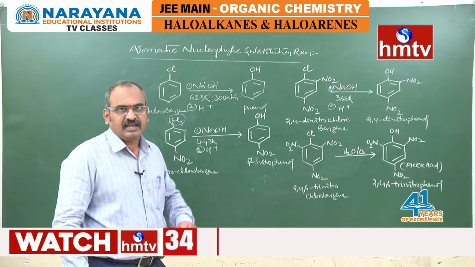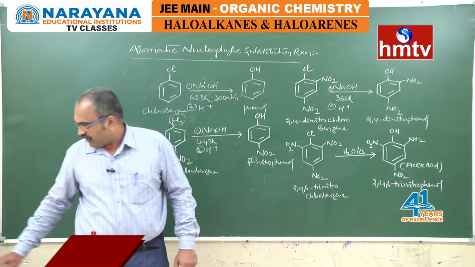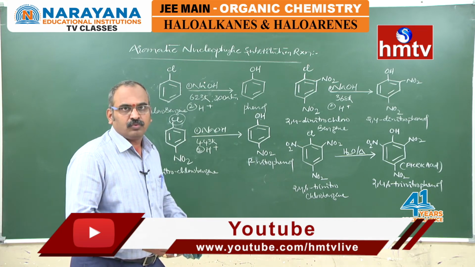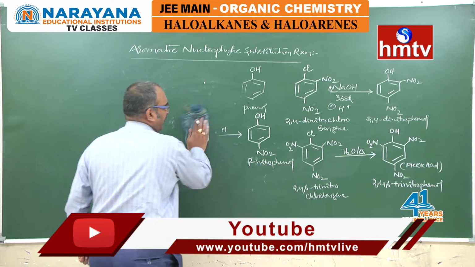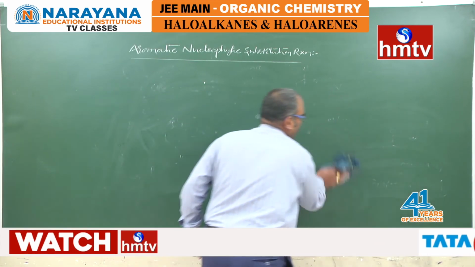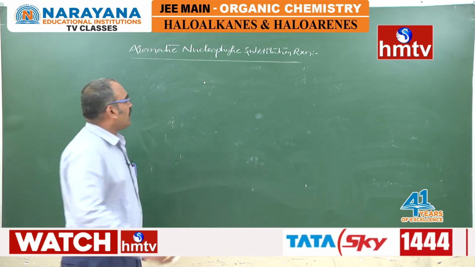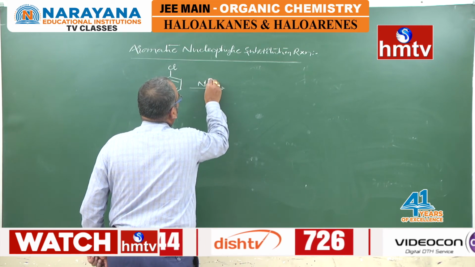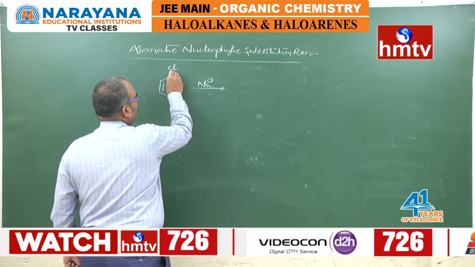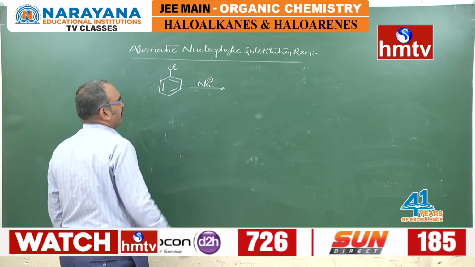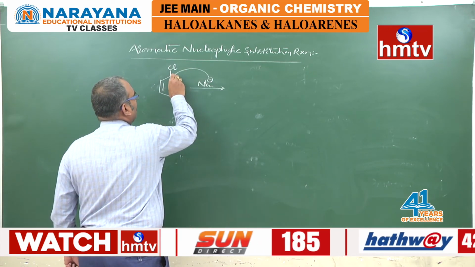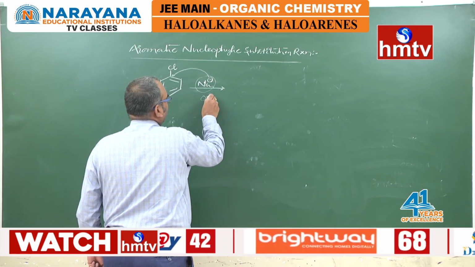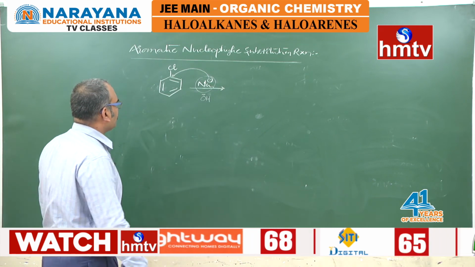Now, let us see the SNAr mechanism, and from that you can understand why the electron withdrawing group is able to give you the phenol easily. I will take up the simplest of the examples. I will take chlorobenzene and a nucleophile approaching this chlorobenzene. Cl has to be displaced by Nu minus.